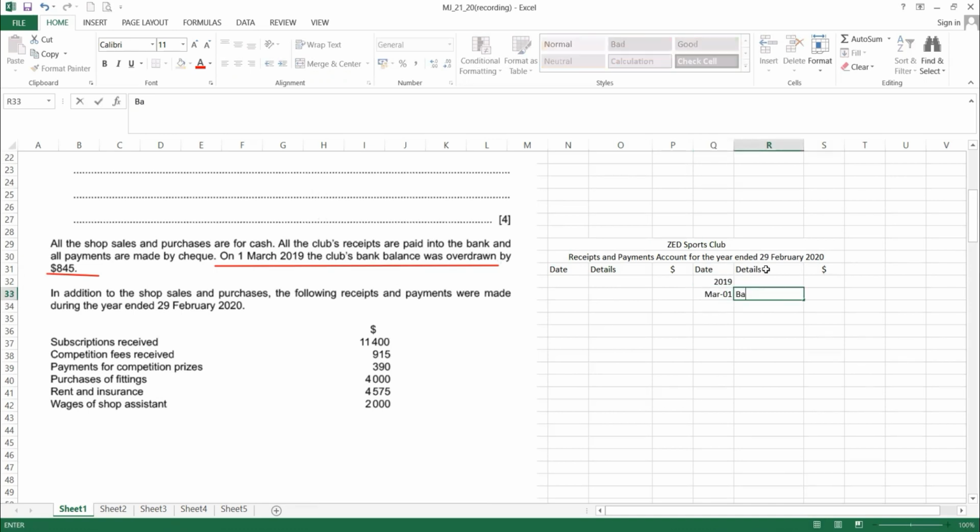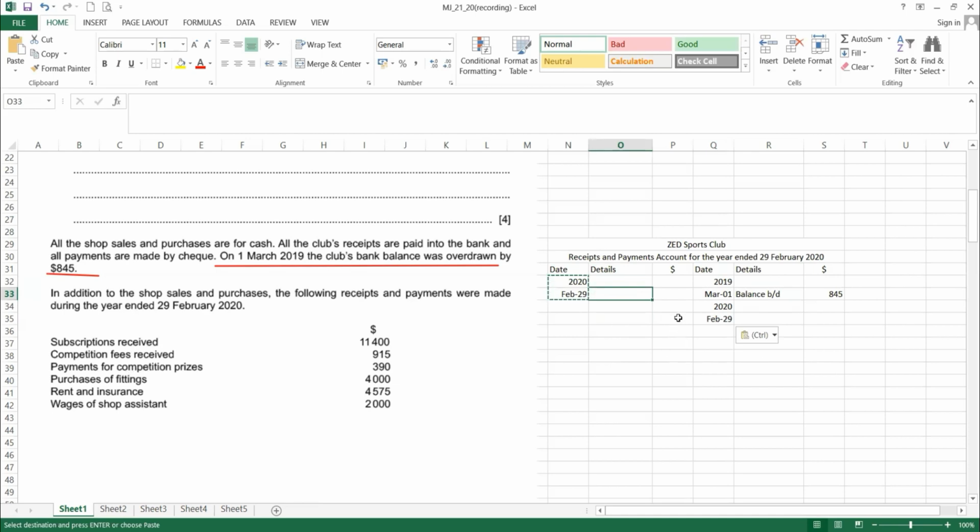March 1st, balance brought down, 845. Next, as I say, when you see the word receipt, that means it's on the debit side. 2020, because they say the financial year ended is February 2020, okay? So this is the last day. Everything except this balance brought down is the first day. The rest are all recorded on the last day. So in the debit or credit, payment and receipt are all on the last day.